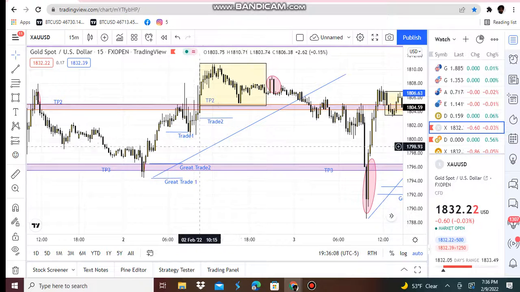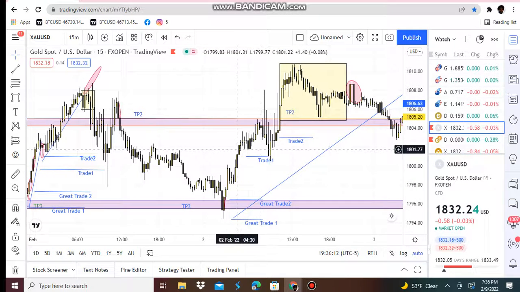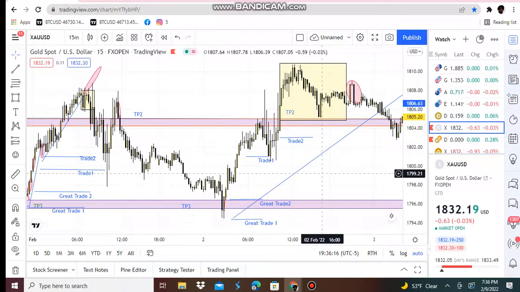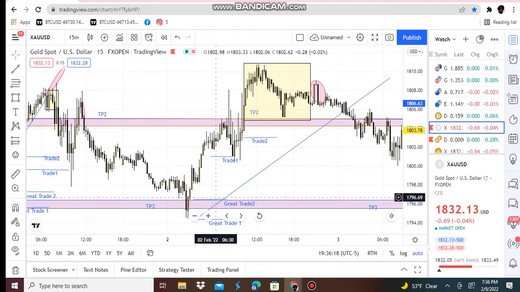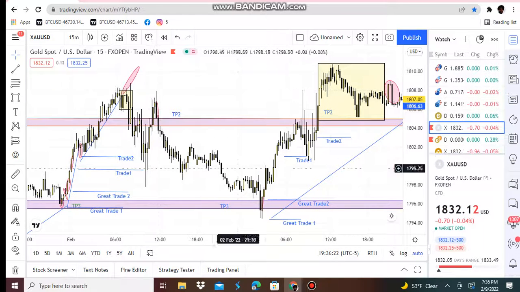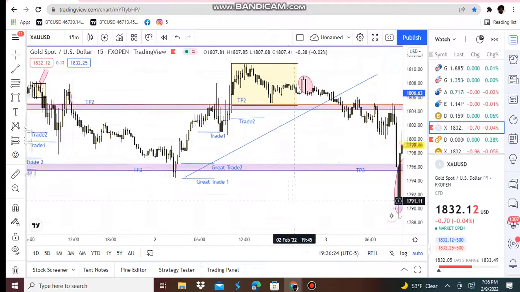As we're going over entries now, as traders, same thing here too. You want to get in that great trade one and great trade two. This is where you make the most money at the bottom, and you ride it all the way up to take profit two, and from take profit two to take profit three.